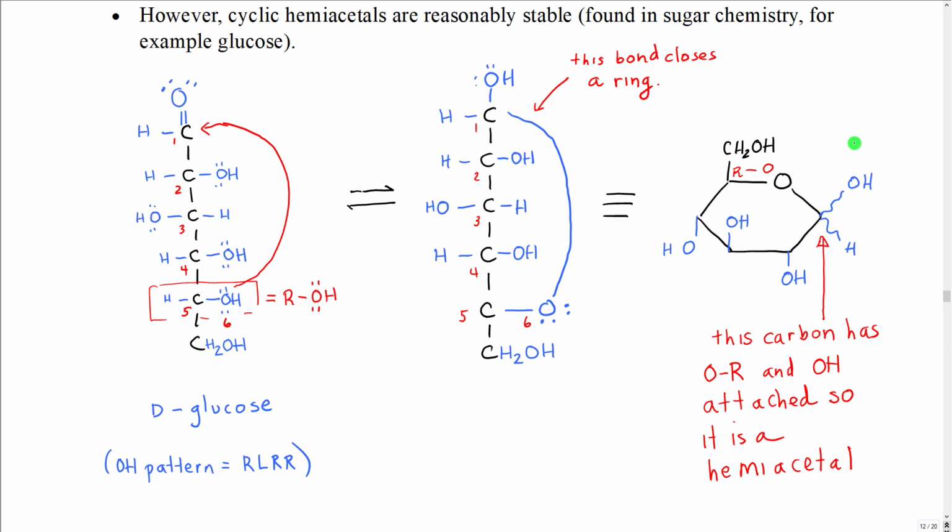There is, however, a situation where hemiacetals become reasonably stable, and that is when they form rings. This is an extremely important part of sugar chemistry, or carbohydrate chemistry, that is observed in biological systems. For example, if we look at the canonical biological sugar glucose, D-glucose, it very readily forms a cyclic hemiacetal, and this is a really important part of its function in biological systems. Okay, so let's take a look at this.